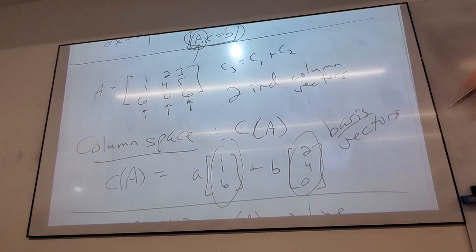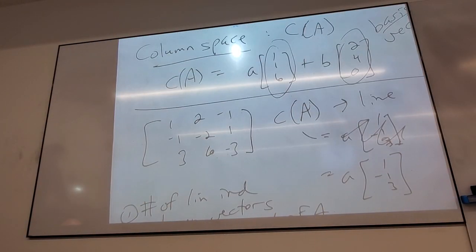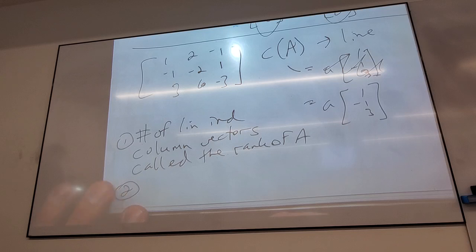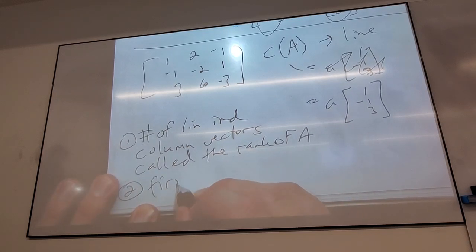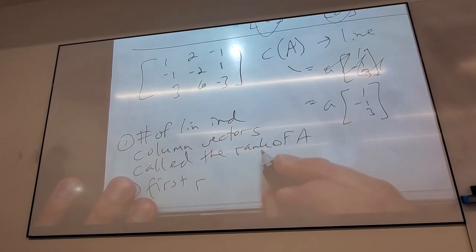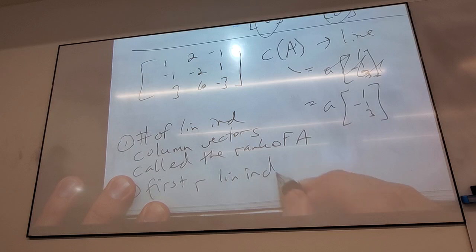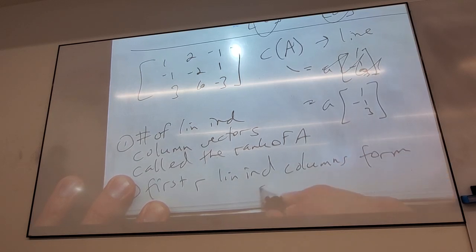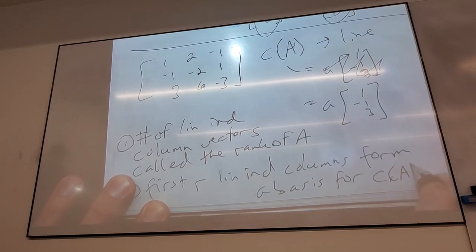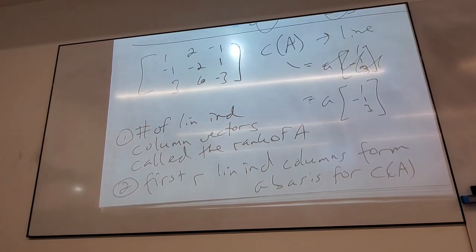So if I had, for example, let me finish this out before we do some examples. So the first R columns, linearly independent columns, form a basis for the column space. That's what I just said there.